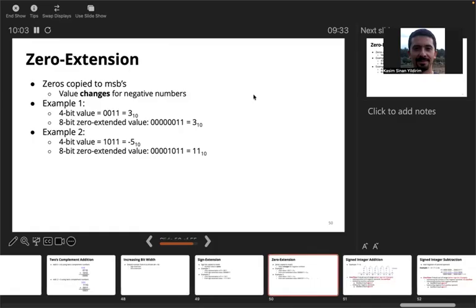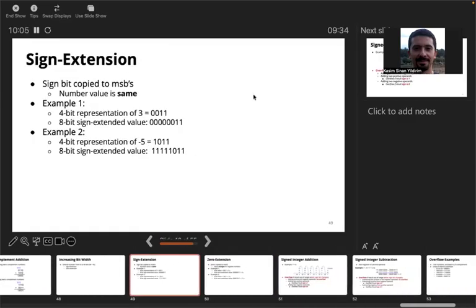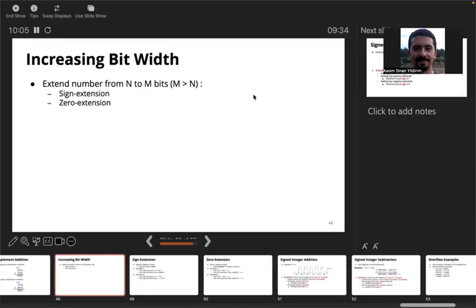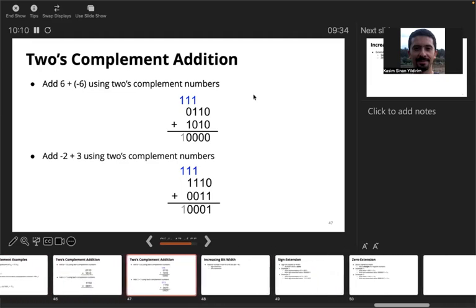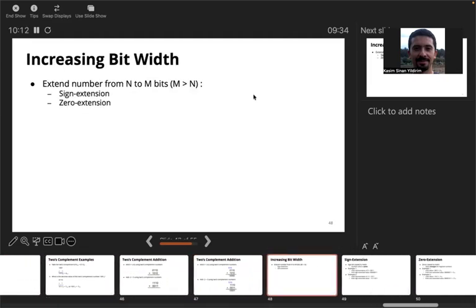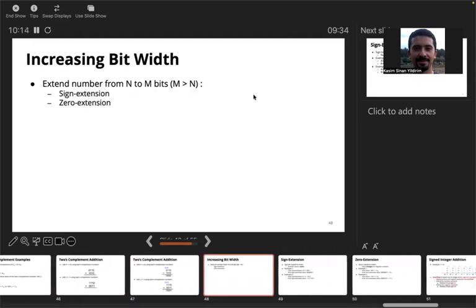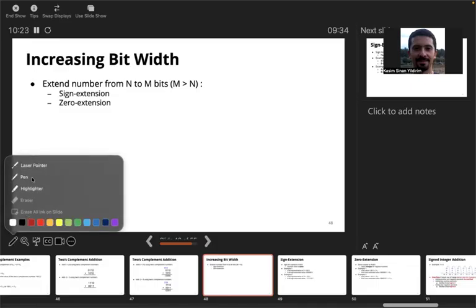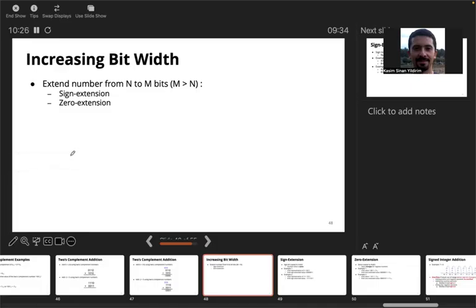We have seen this two's complement representation. We say we have 4-bit numbers, but what happens if we want to extend, or fit, a number into a larger number of bits? For example, what if I want an 8-bit number? What if I have 16-bit numbers? What if I have 32-bit numbers in my system? How do I extend a 4-bit number and make it, for example, 16 or 32 bits?